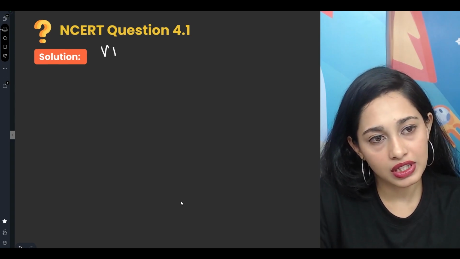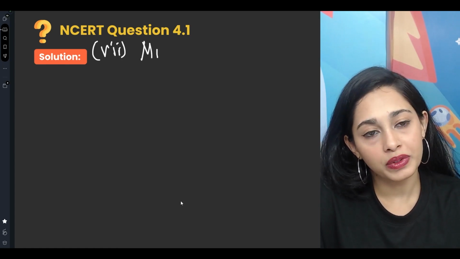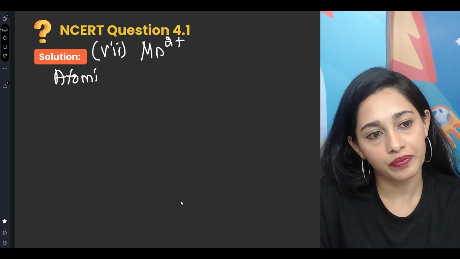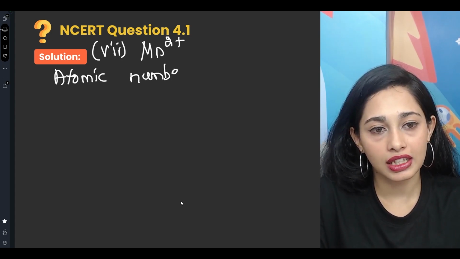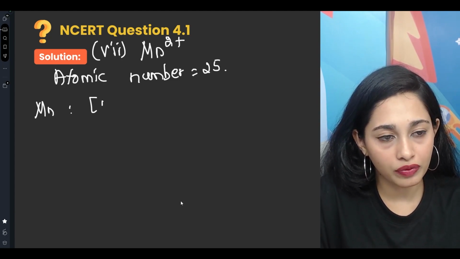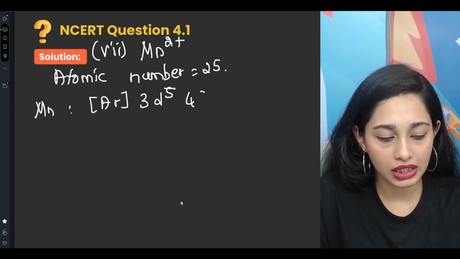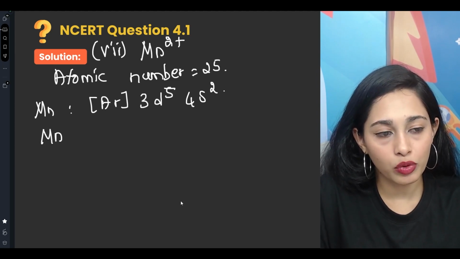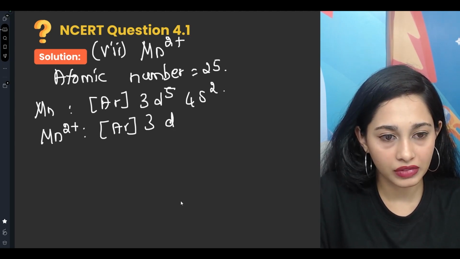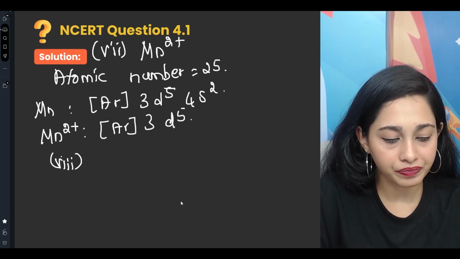Then we have the seventh one, manganese 2+. This is a very simple one. The atomic number of manganese is 25. So the manganese electronic configuration is argon followed by 3d5 4s2. As we are removing 2 electrons, it is argon 3d5. That's it.